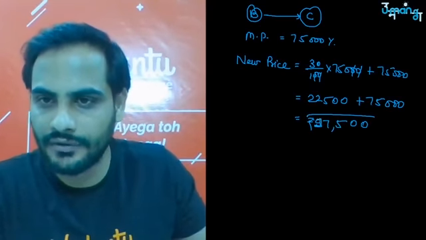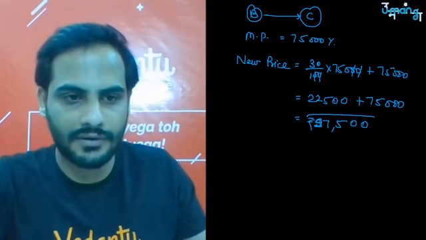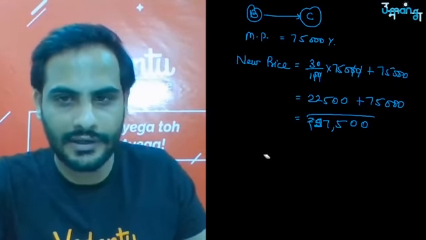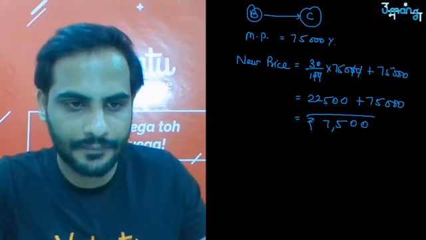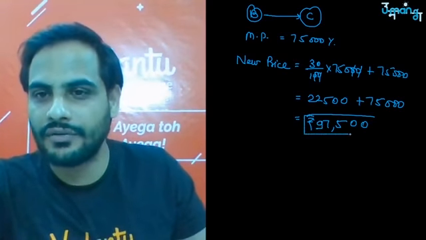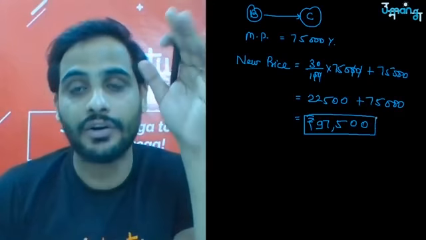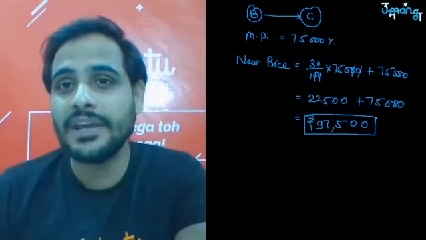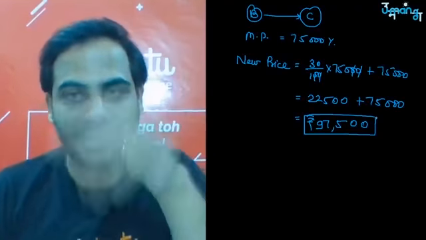Let me remove this part and rewrite it, I just don't want any confusion. It is 97,500. So this is the new mark price, or you can say the price at which B has sold it to C. Now the tax will be calculated on this price.